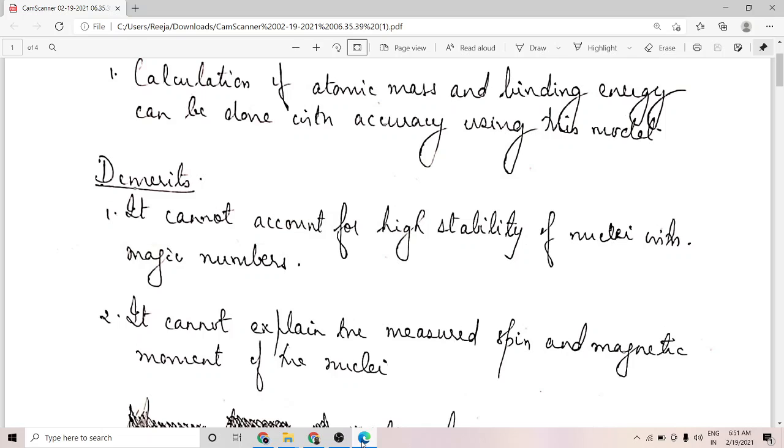That is, using the liquid drop model you can calculate the atomic mass and binding energy, whereas it cannot account for the high stability of the nuclei with magic numbers.